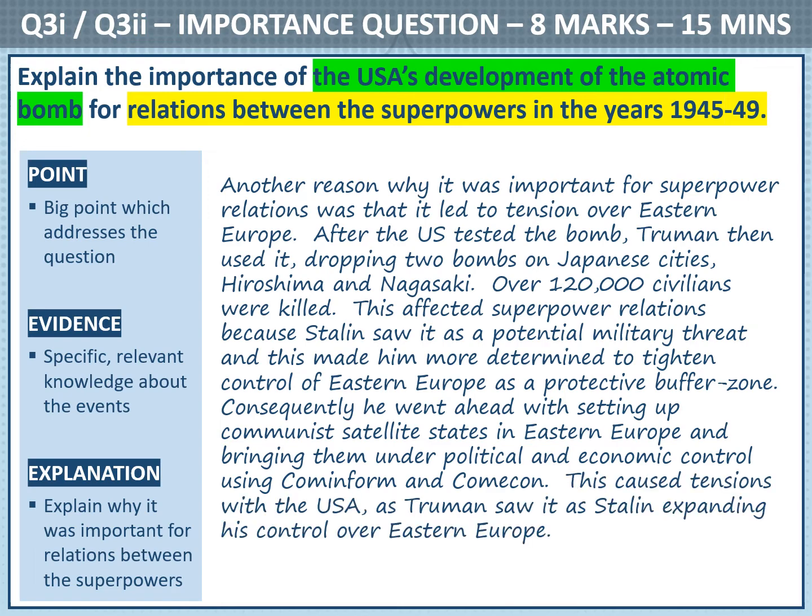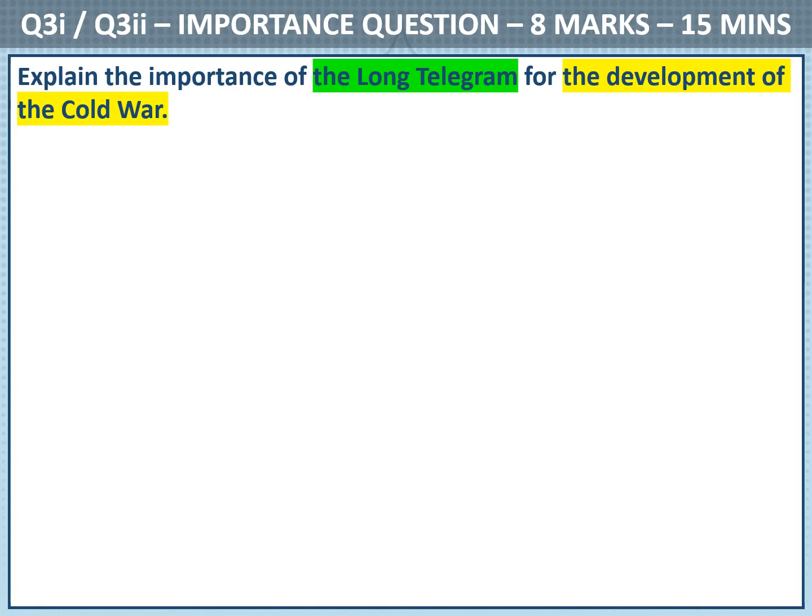And then I'm going to link that to tensions between the superpowers. I'll write about how Truman saw this as Stalin expanding his control over Eastern Europe. And this brings my explanation to a close. Now, to make sure that you've got the method right, let's have a look at one more example. Here we've got a different question. Explain the importance of the long telegram for the development of the Cold War.